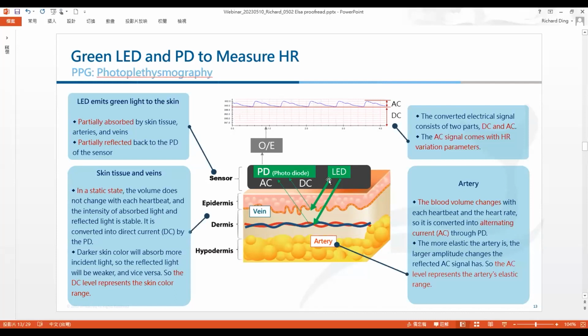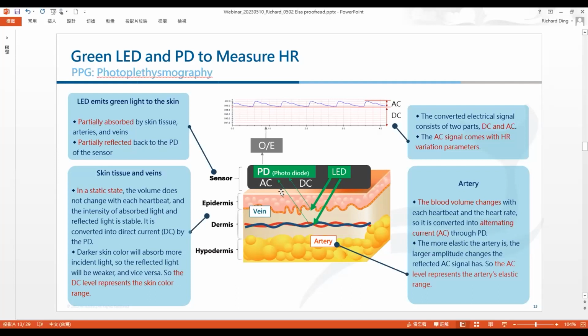The green LED will emit green light to the target. For example, the target is a wrist in a static state. The wrist includes skin tissue, and the skin tissue includes epidermis, dermis, hypodermis, and the vein and the artery. When the green light is emitted to the skin, it is partially absorbed by the skin tissue, artery, and veins, and partially reflected back to the PD of the sensor.